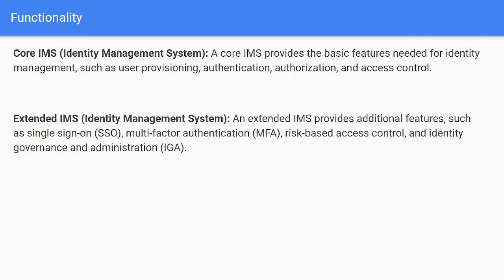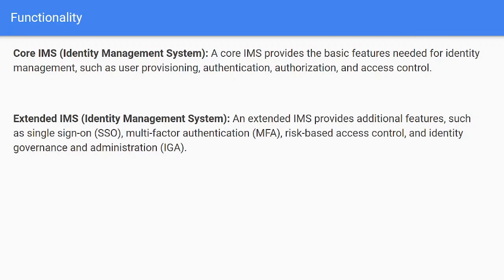So when you are doing an identity management system, what are the basics? What are the core of the system? Things like authentication, authorization, user provisioning and deprovisioning, access control. Those are the main things needed for an identity management system to be an identity management system. So that is functionality, the core, the main things, you understand.